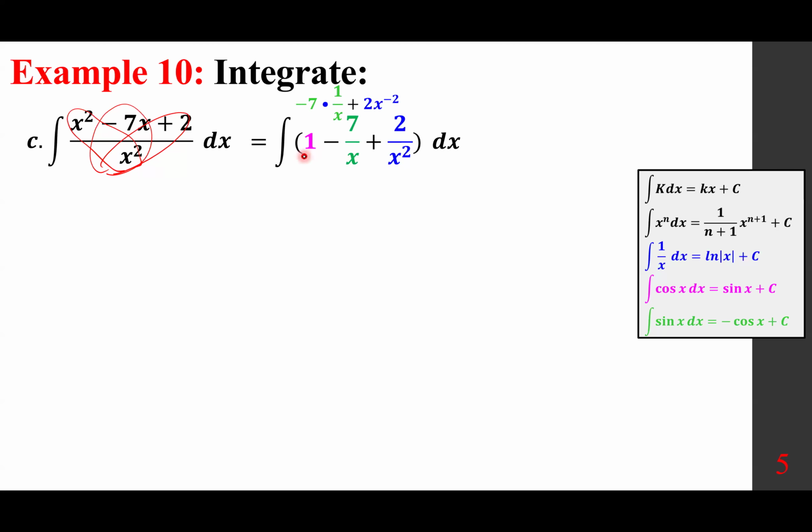Why? Let's go one by one. Since this is the x, 1 gives us x. Minus 7, now natural log, so minus 7 ln of absolute value of x. And 2 over x squared is 2x to the power of minus 2. We're going to use the power rule on that, meaning 2 over negative 2 plus 1, x to the power of negative 2 plus 1, which is 2 over negative 1, or minus 2, x to the power minus 1. So it's minus 2 over x and a constant. Very straightforward.